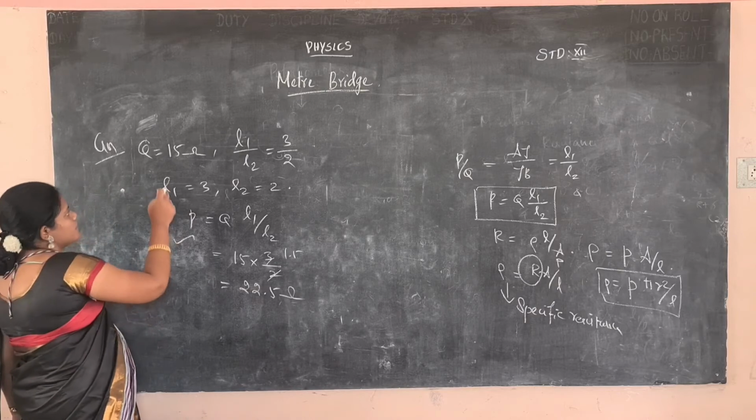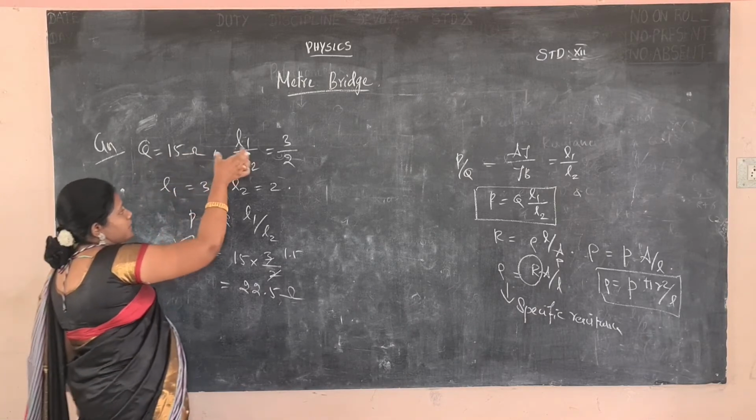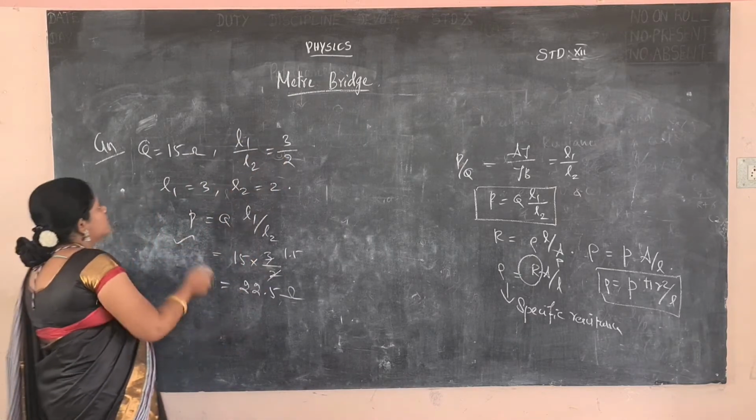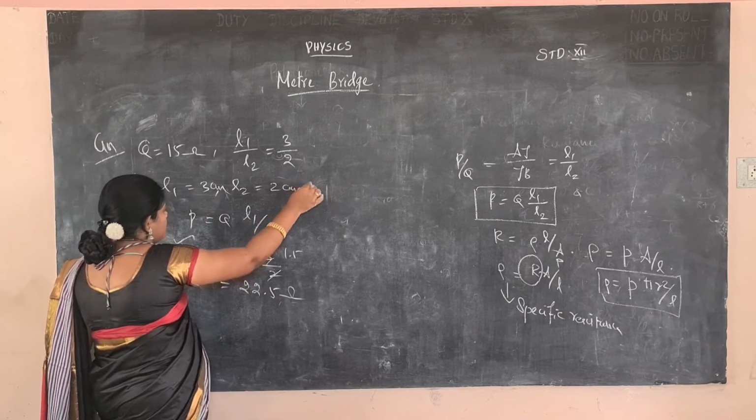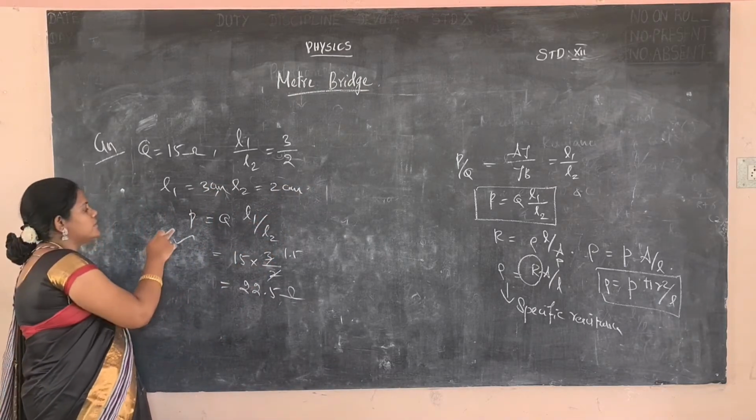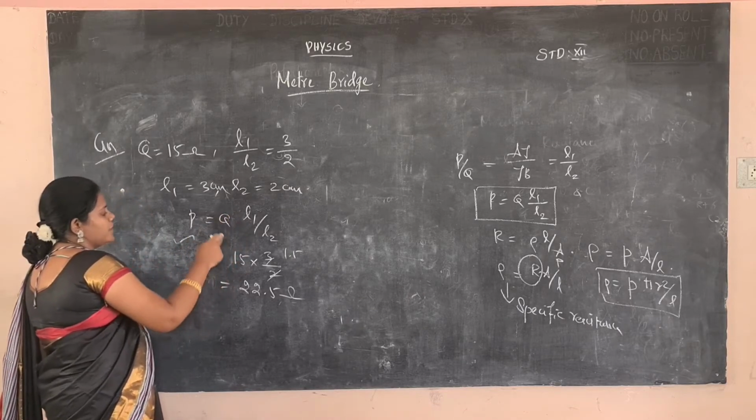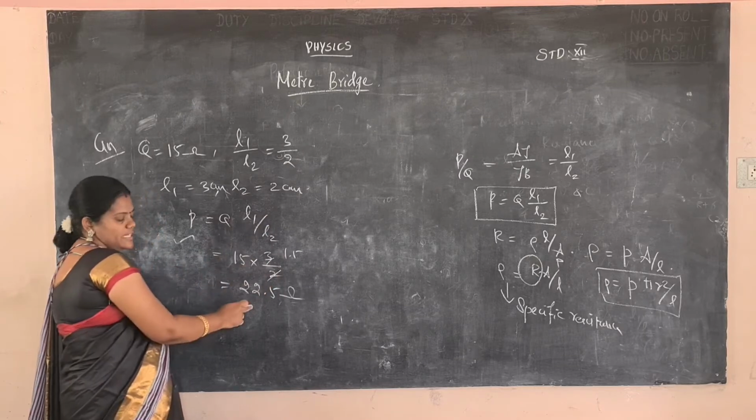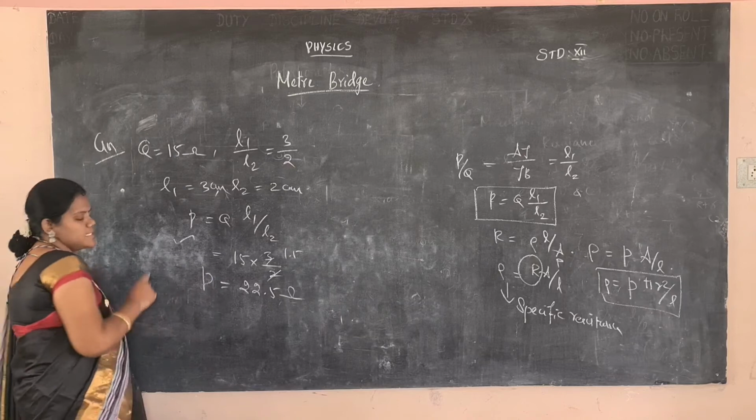Okay? So first we will consider Q equal to 15 ohm and L1 by L2 is 3 by 2 centimeter. So L1 is equal to 3 centimeter and L2 is equal to 2 centimeter. Okay, so easily find out the unknown resistance P is equal to Q into L1 by L2. Substitute the Q value, the L1 value, and the L2 value. So easily find out 22.5 ohm. This is the unknown resistance in this problem.